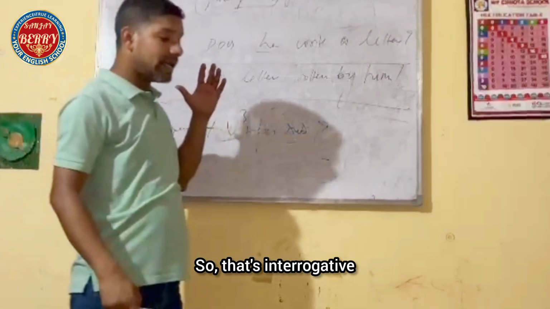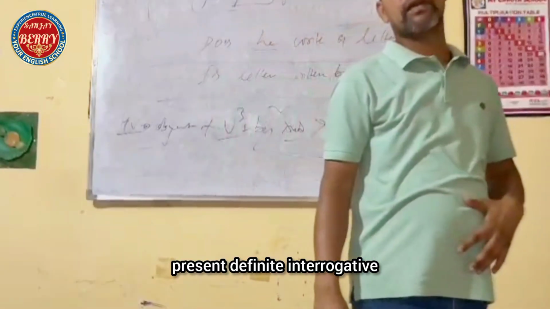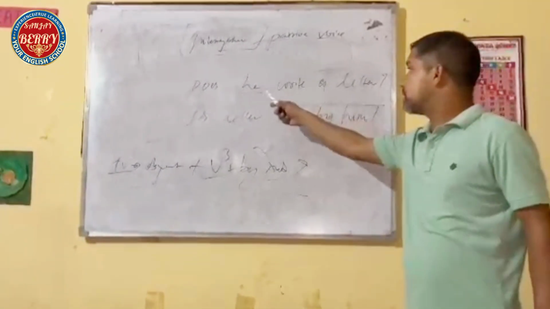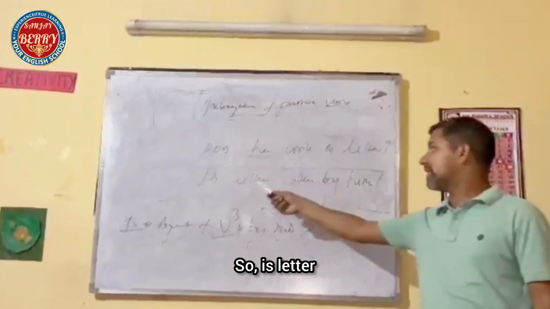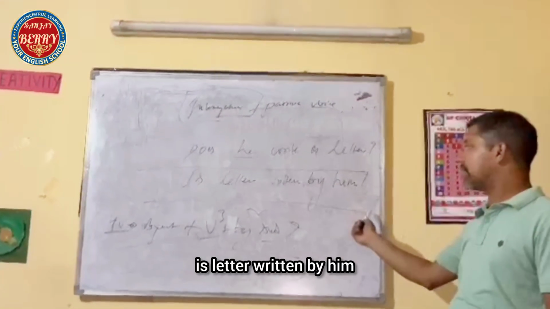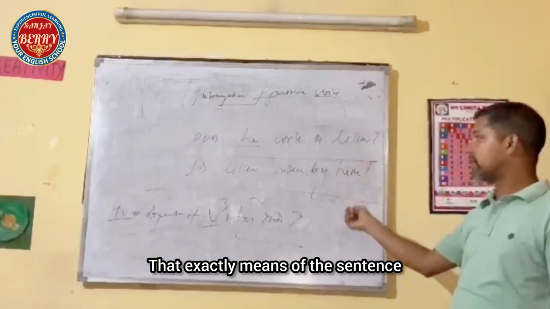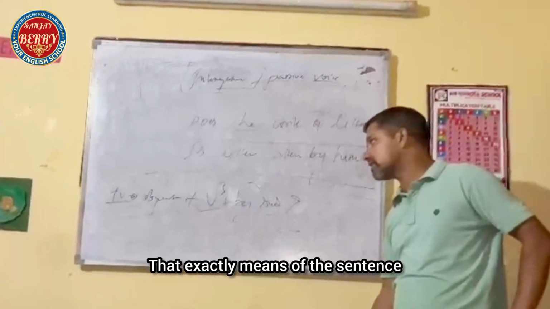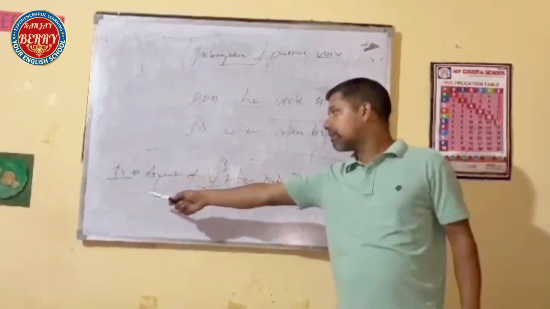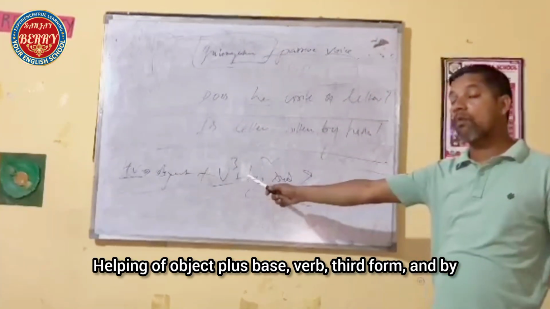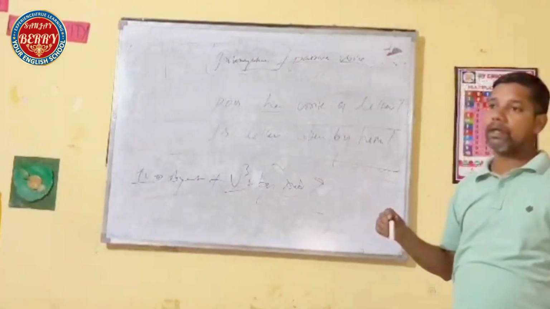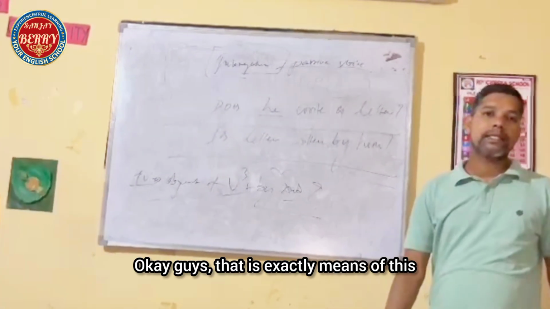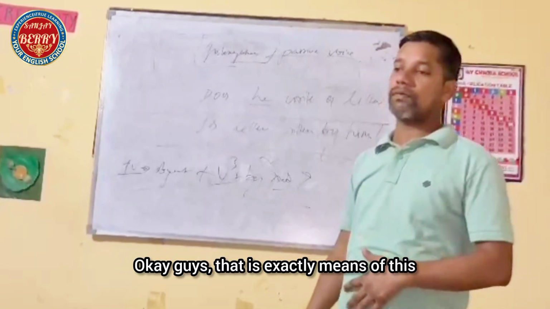So that's the present indefinite interrogative. Then does he write a letter? So is letter written by him? Okay, that is exactly the meaning of the sentence. That's the formula here: helping verb, object plus base verb in third form, and by and subject are compulsory because of the change over here, right? Okay guys, that is exactly the meaning of this.